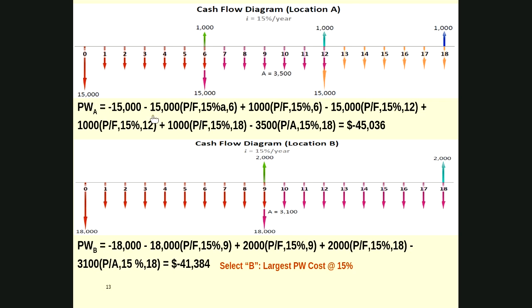And why didn't you ask about the third one? The third one is placed here. The third 15,000, which is also minus, is placed on year 12. Hopefully that answered the question.